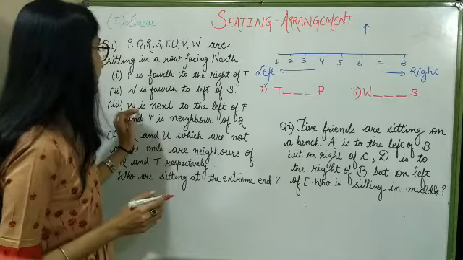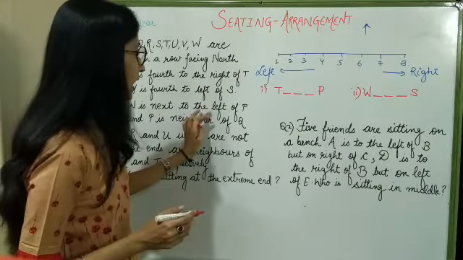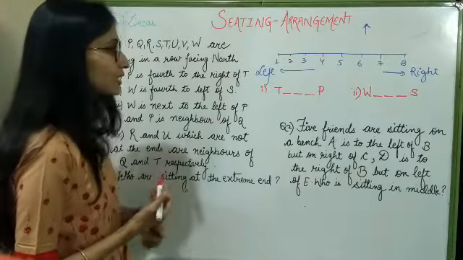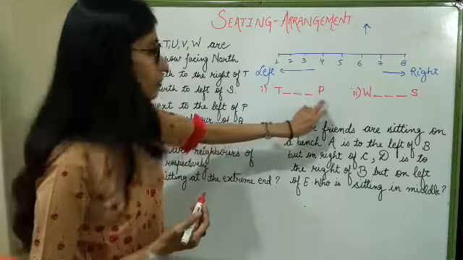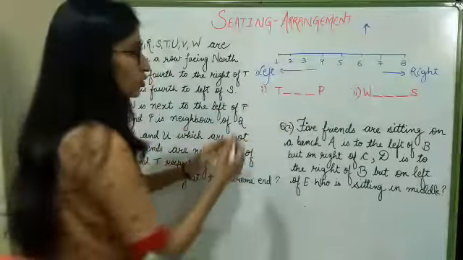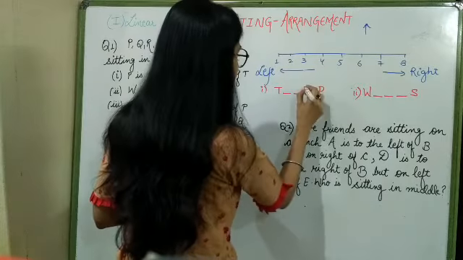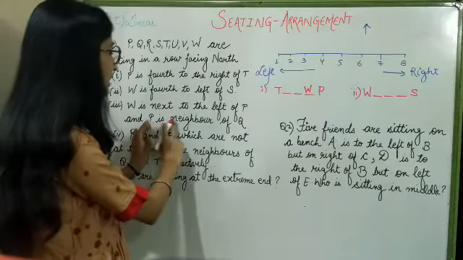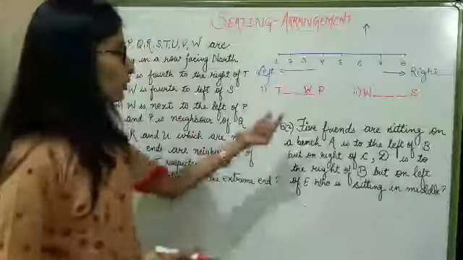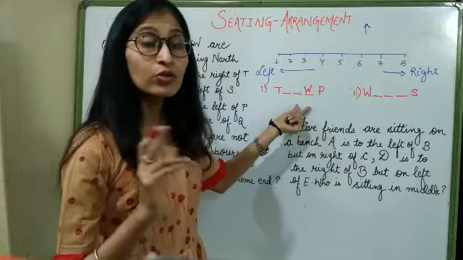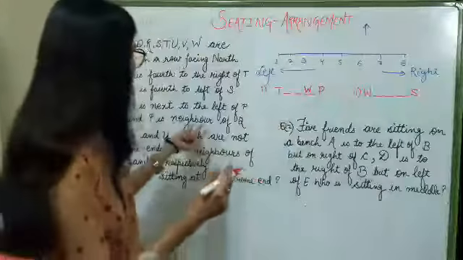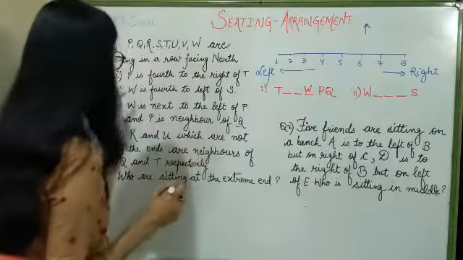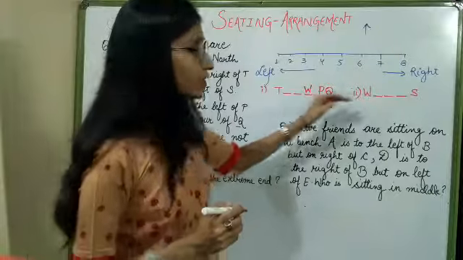Third statement is: W is next to the left of P. In the left of P, W is seated. In my first statement, to the position of P, to the left of it, left is this side, who is seated? W. Next, P is a neighbor of Q. On the left of P is W, so definitely on the right of P will be Q. So from first, second and third, I am able to reach here.